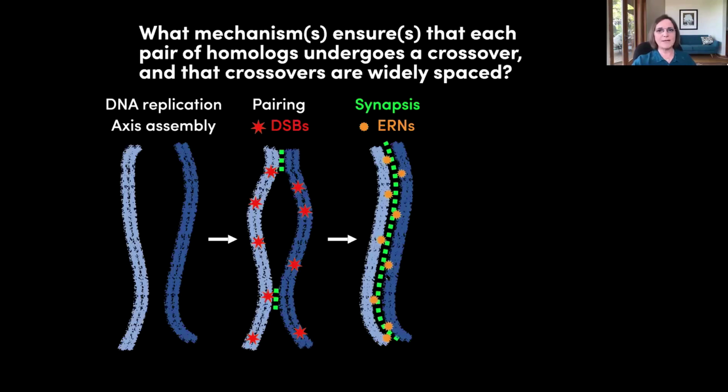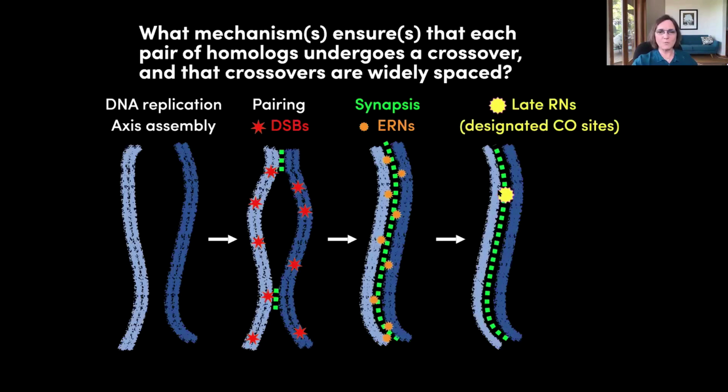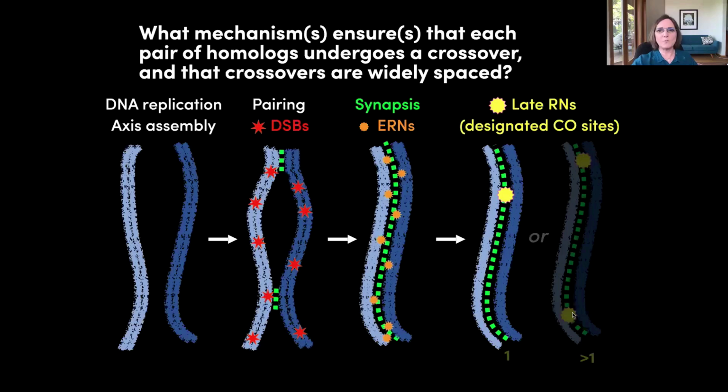And at some point in mid-prophase in C. elegans, one of those sites, always one, is selected to become a crossover. And what we see is that the recombination factors, the crossover factors, accumulate at that site and they disappear from the other sites. And in many organisms, there can be more than one crossover per chromosome, but as first observed by Muller in Drosophila, those are always widely spaced, and that's the phenomenon of crossover interference.